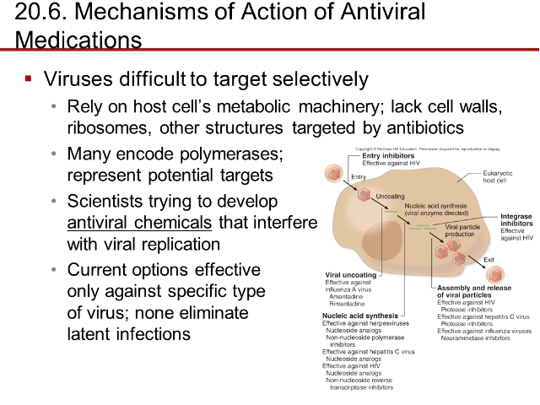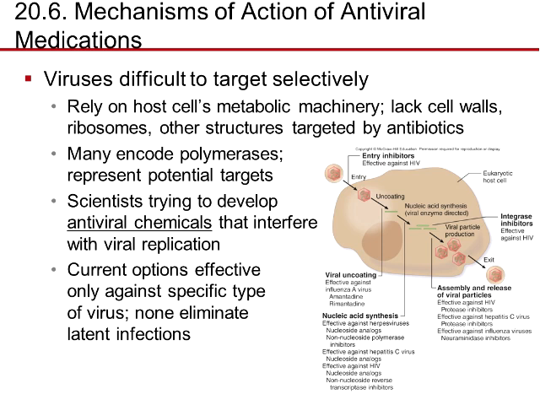Now, mechanisms of action of antiviral medication. Viruses are difficult to target selectively. They rely on the host metabolic machinery, so they don't have cell walls, ribosomes, or other structures that can be targeted by antibiotics. Many encode polymerases, which represent potential targets. Scientists are trying to develop antiviral chemicals that interfere with viral replication.